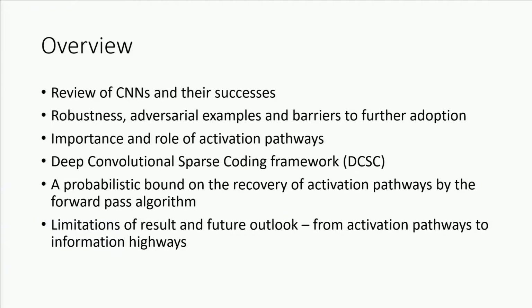And then after that, we're going to talk about robustness, adversarial examples, barriers to further adoption, and the drawbacks on how we get CNNs out into more high-risk applications. I then want to talk a little bit about the importance and role of activation pathways. Then present the deep convolutional sparse coding framework. Anyone heard of compressed sensing, sparse coding here? Oh, cool. I did not expect anyone to have done it. Grand. And then the big main result is going to be a probabilistic bound on the recovery of activation pathways by the forward pass. And then finally, we're going to discuss some limitations and have a look to the future and what we can do next.